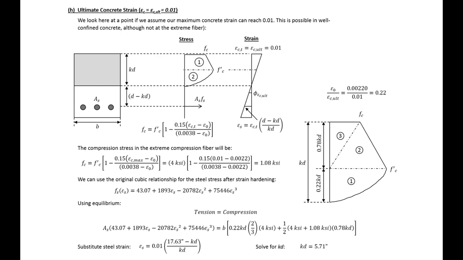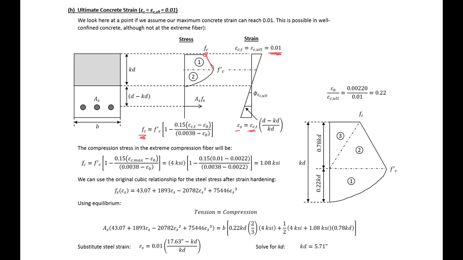The last point that we're going to find is the ultimate concrete strain point. So assuming that we can get above the standard usable limit to some point, 0.01, we know our strain at our top. We can relate our strain at our top to our steel strain, assuming a linear strain distribution. And then we can also just assume a linear descending branch still. So we can find our stress at our top fiber using just a linear interpolation.